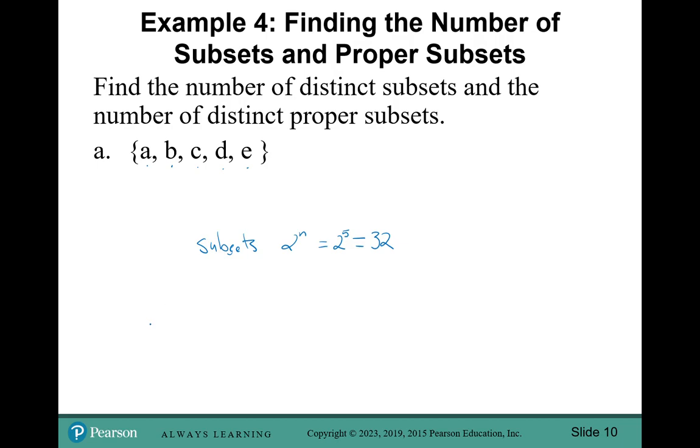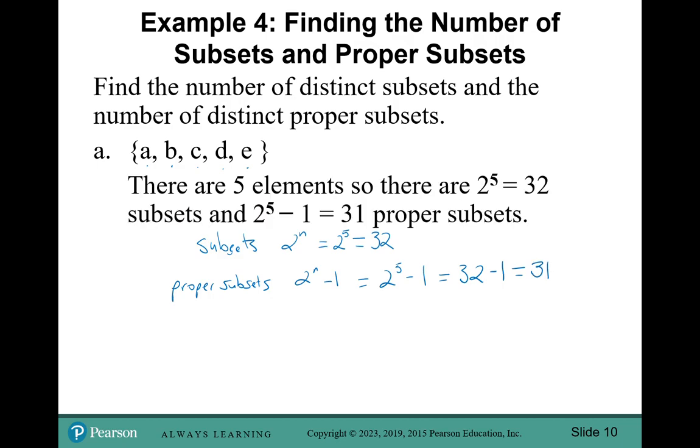We also want to calculate the number of proper subsets. The number of proper subsets is 2 to the n minus 1. This is 2 to the 5th minus 1. Remember, 2 to the 5th is 32. We've calculated that already. If we subtract 1 from that, we see that there are 31 proper subsets. Just like that.